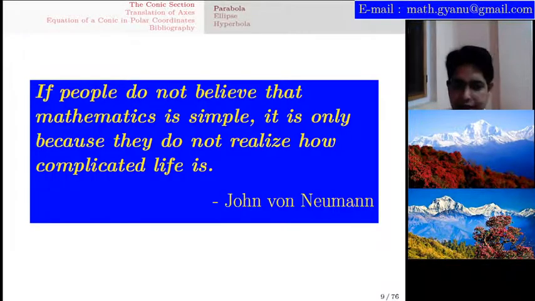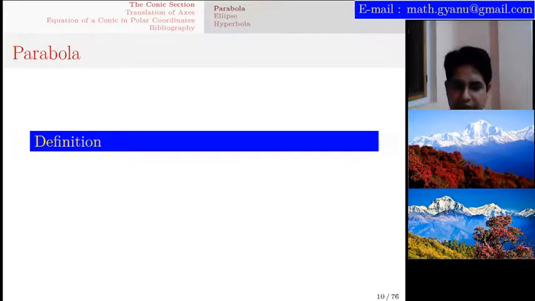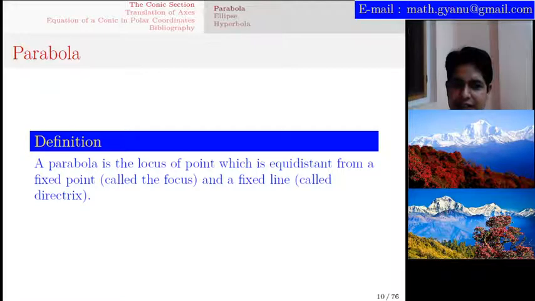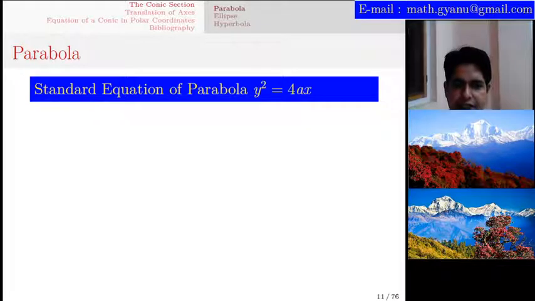Okay, parabola. First of all, we define parabola. You are already familiar with parabola in the conic section, where we also defined parabola, ellipse, and hyperbola. Further, we may define a parabola as the locus of a point which is equidistant from a fixed point called the focus and a fixed line called the directrix. Standard equation of parabola.